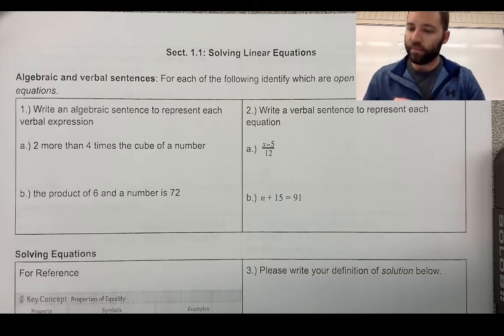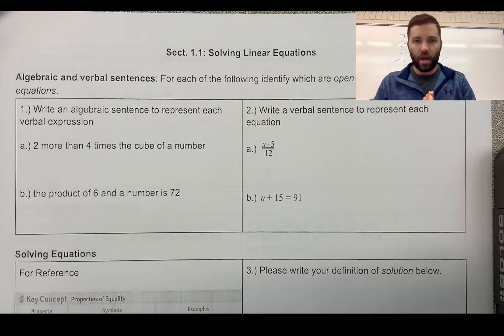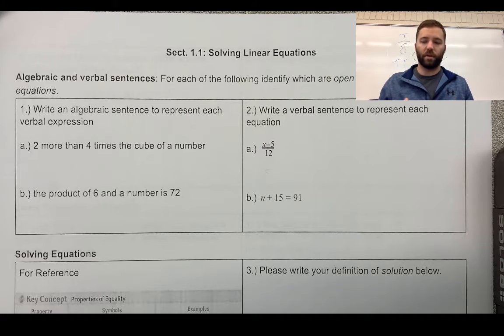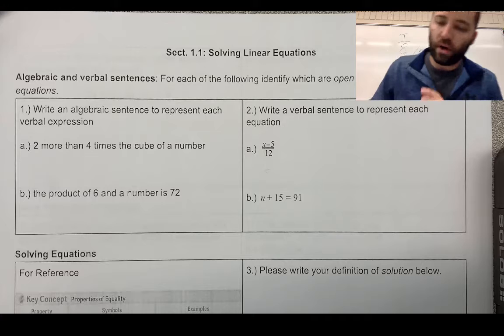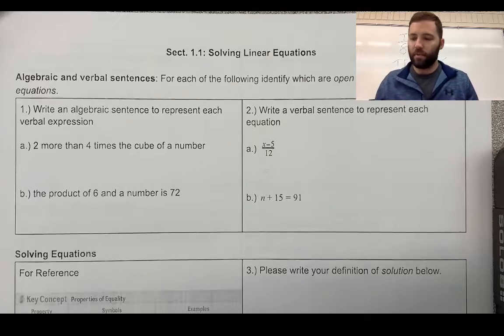So let's get started. In algebraic and verbal sentences, for each of the following, we're going to identify which are open sentences and which are equations, and that's something that we're going to come back to frequently throughout the course, this idea of an equation and how that is different from an open sentence. And number one here, we want to write an algebraic sentence to represent the verbal expression. Now, you've probably done a lot of these. You probably remember doing these in previous classes.